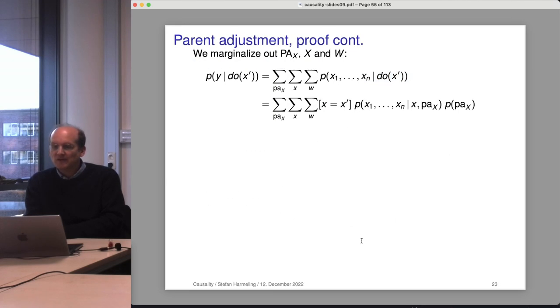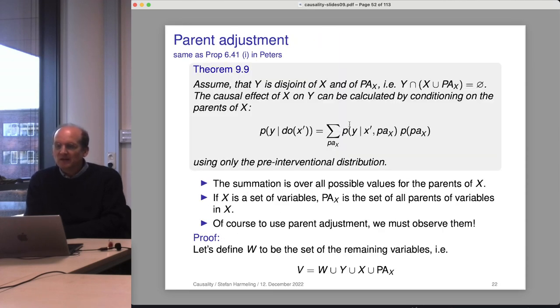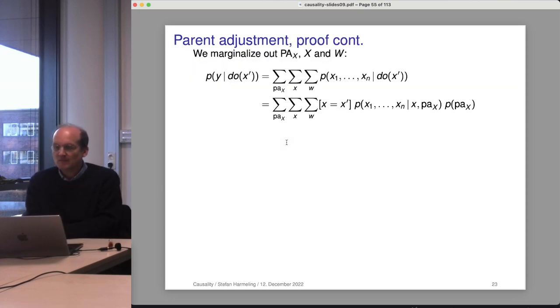So we have this nice theorem here. If we observe y and x and the parents of x, then we can calculate, just from purely observational data, the causal effect of x on y. That's already quite fascinating that that's possible.